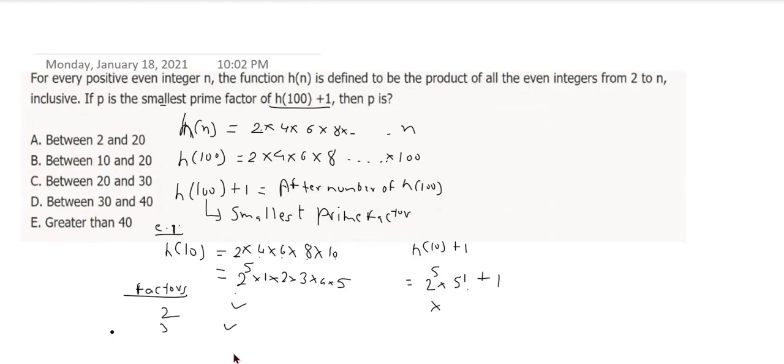Do you know 3 is a factor of h of 100, Amrita? I'm talking about h of 10, which we just did. How can we know 3 is a factor? I have written here 2 raised to 5 into 3 into 5, these are all prime factors, right? So 3 is a factor of this. Do you think 3 is going to be a factor of the very next number?